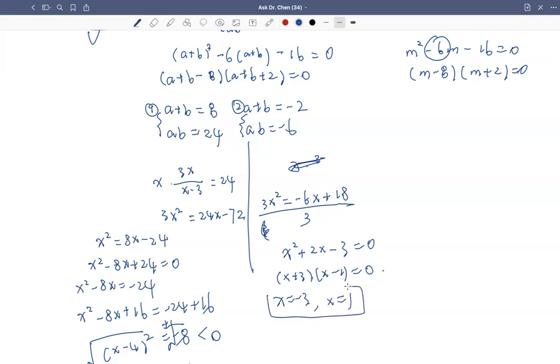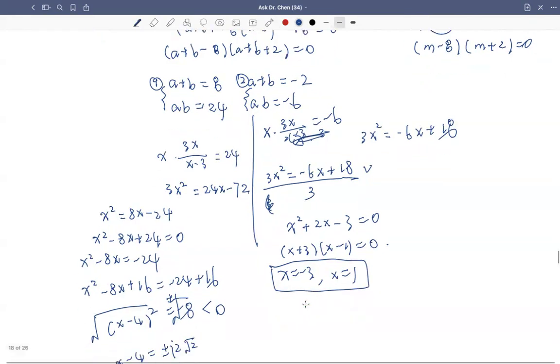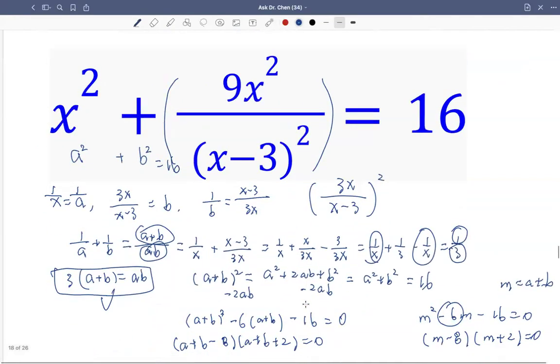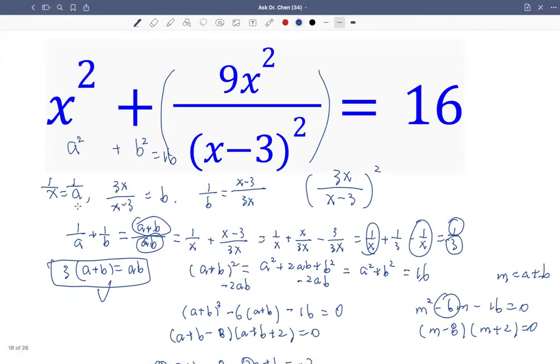So 2 real solutions, right? Because for this one I basically skipped one step. That's x times 3x divided by x minus 3 equals -6. And when we multiply, we get 3x squared equals -6x plus 18. That's this step. Okay, so we have 4 solutions, 2 complex solutions and 2 real solutions for this equation. Right, so we use a substitution method.